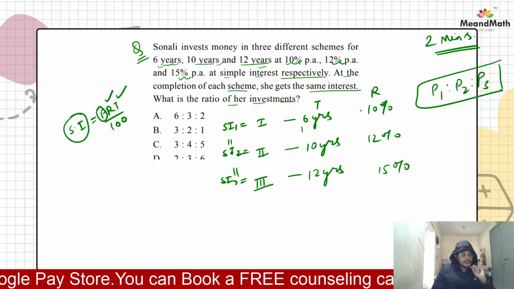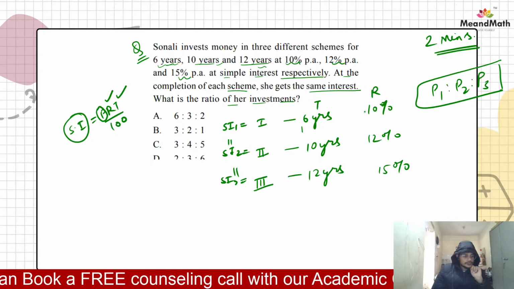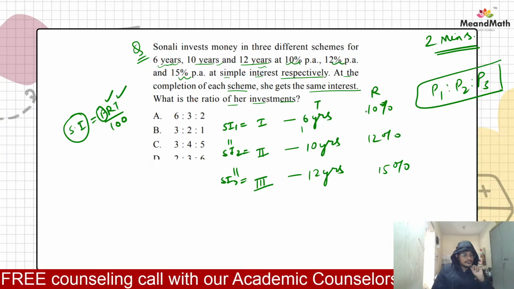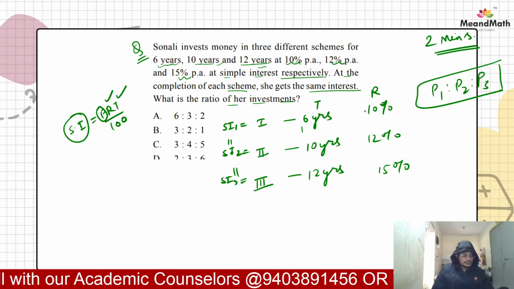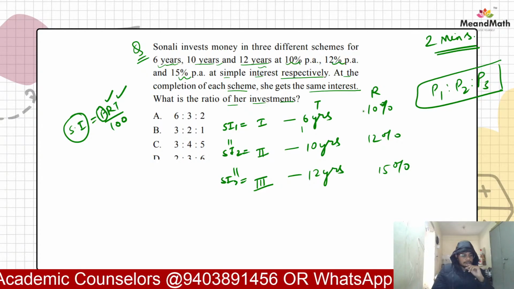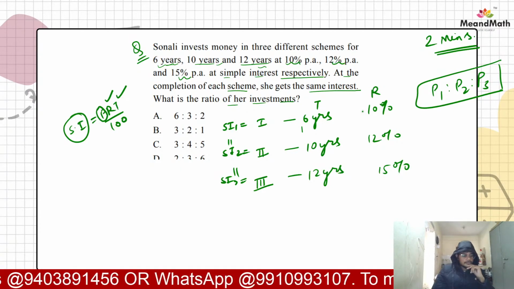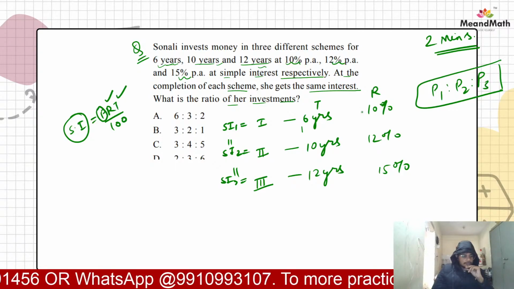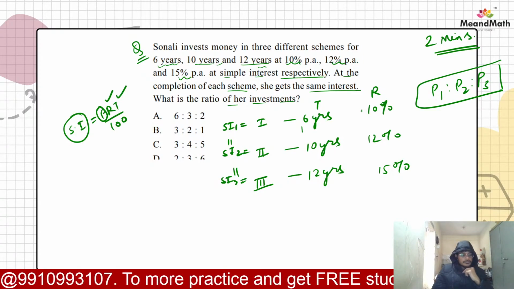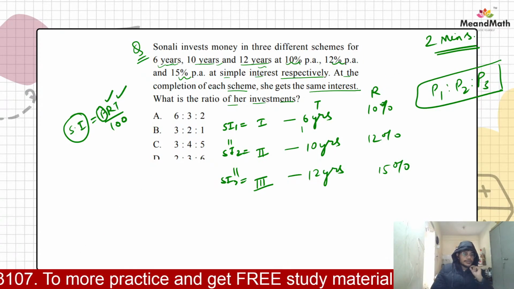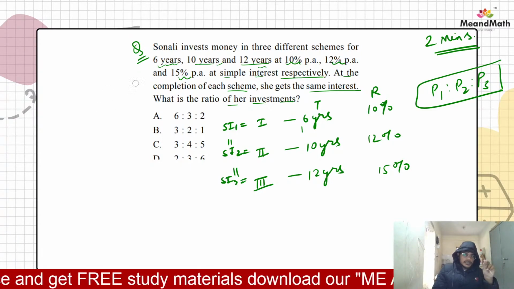Tell me whether this is clear to you or not. If this is clear, please tell me. Now, how would you do this question? First of all, simple interest is same, right?